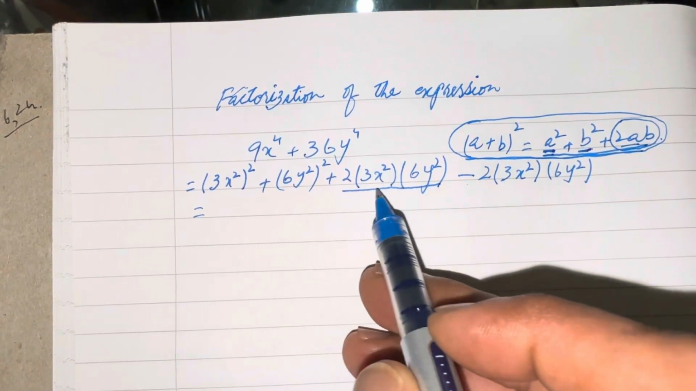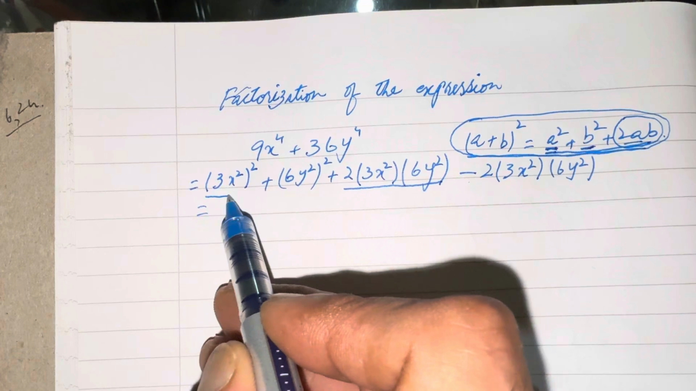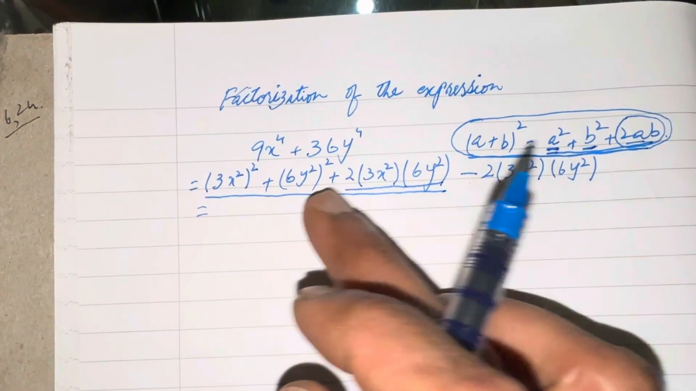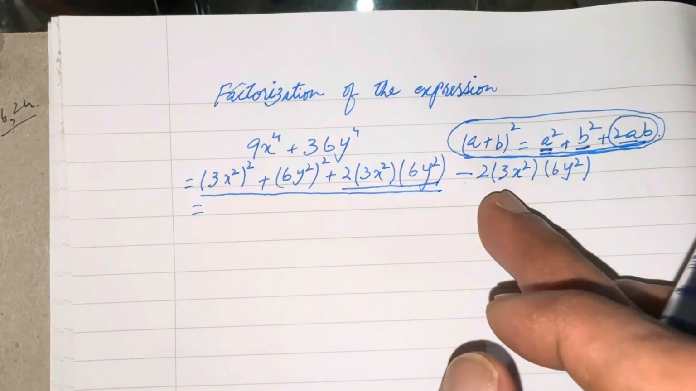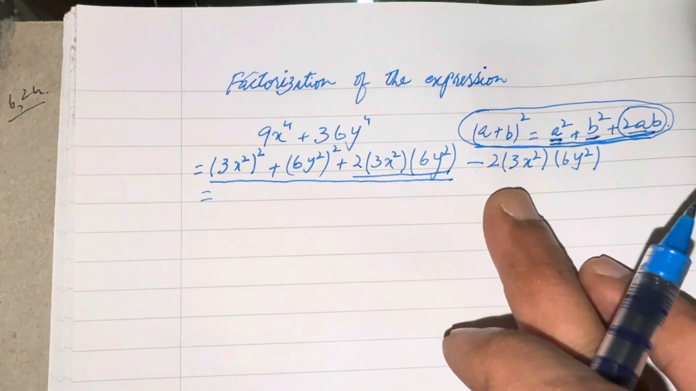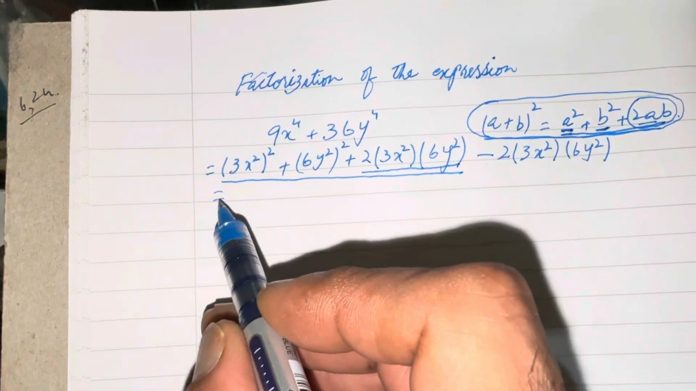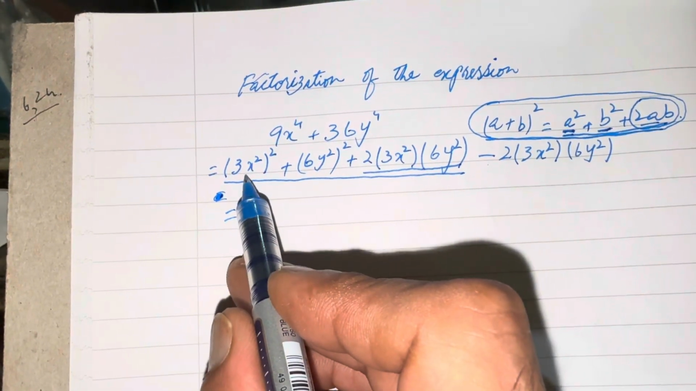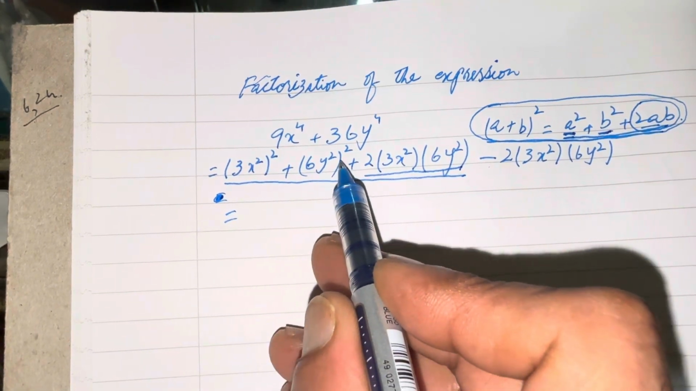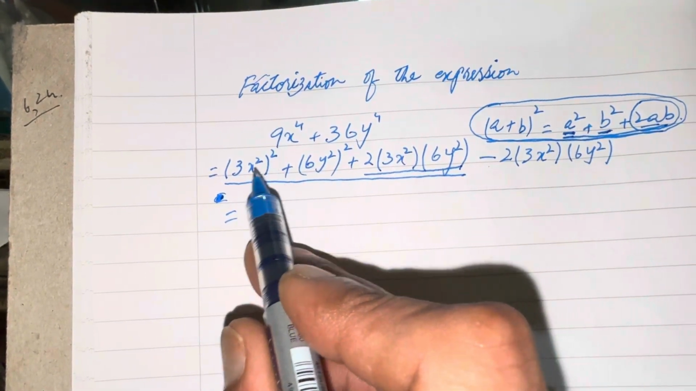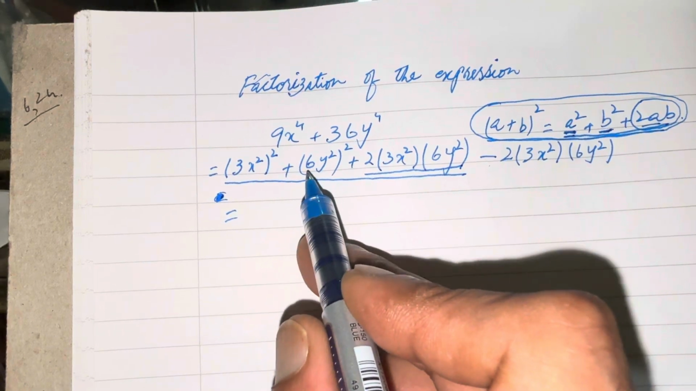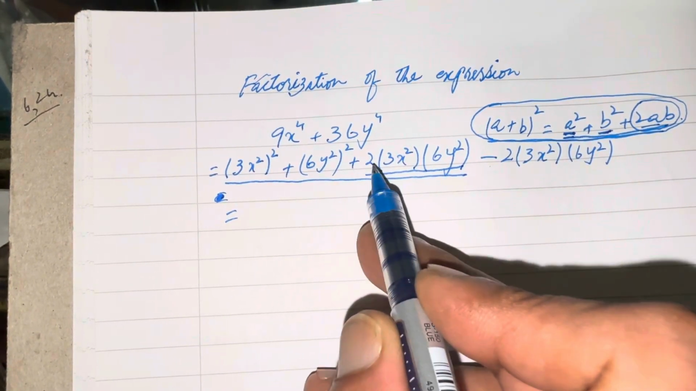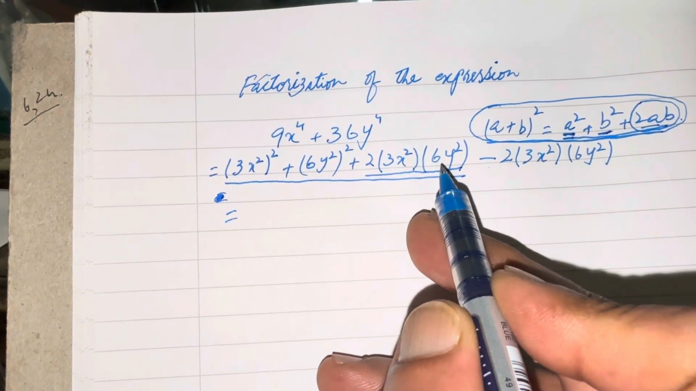So अब अगर आप इस चीज़ को देखें, ये आपके पास 3 terms आपके पास आ गई और ये एक term आपके पास बाकी बच गई. So what we're going to do in our next step, that 3x square plus 6y square whole 3x square whole square plus 6y square whole square plus 2 into first into second.